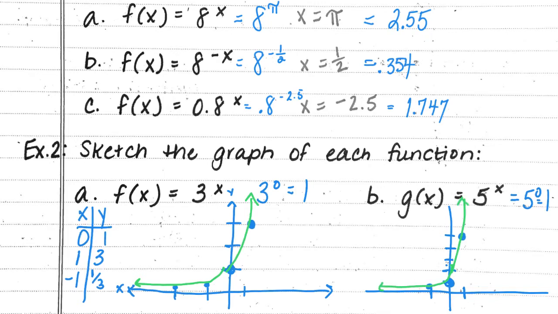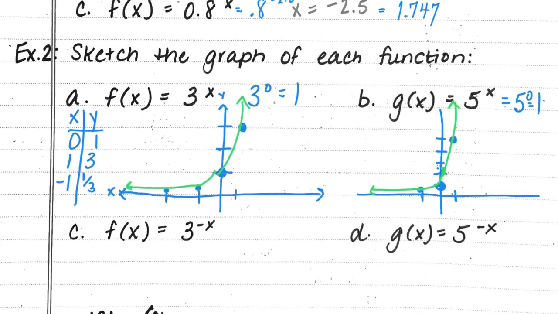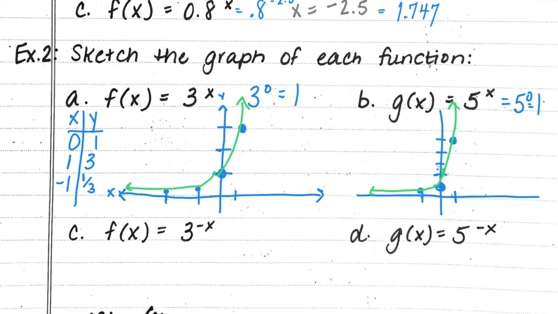So the question is, what happens when I have a 3 to a negative x and a 5 to a negative x? So if you want to push pause and explore on your TI, you can do that.